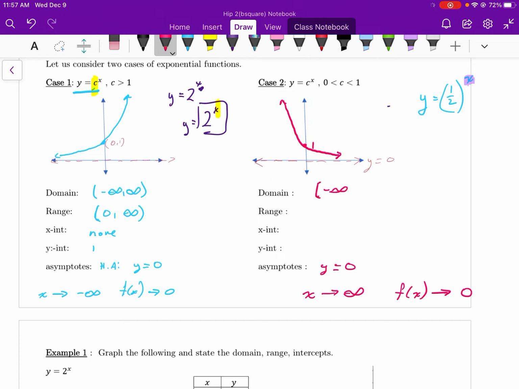So, by the way, that's a nice round bracket. My domain is negative infinity to positive infinity. Again, my range goes from 0 to positive infinity. My x-intercept, again, there is none, but my y-intercept is 1. And this is going to be an important attribute, my y-intercept. So anyways, I showed you 2 different cases. Let's go on to a more specific example.